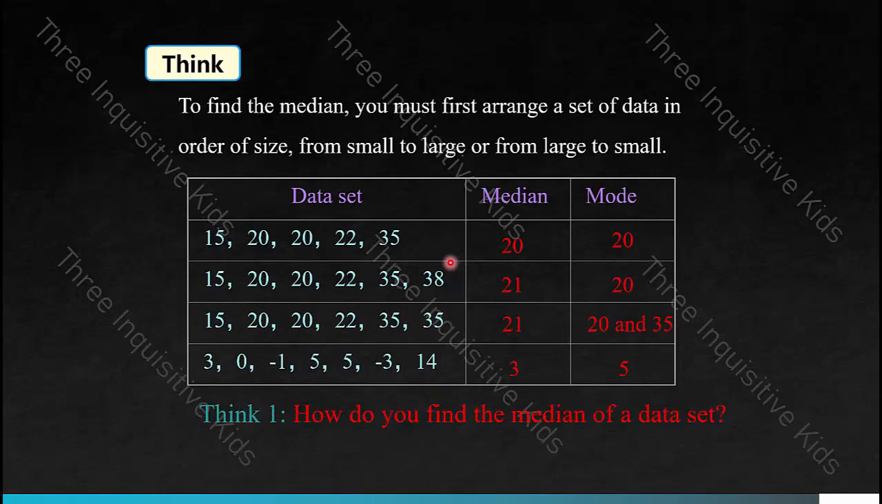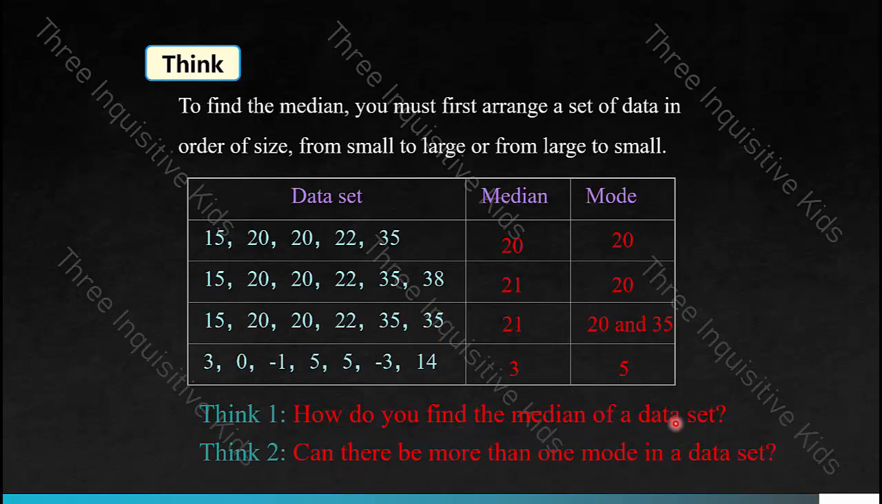How did you find the median of a data set? So reflect on that. How did you find it? And can there be more than one mode in a data set? So this proves that yes, there can be more than one mode because we have both 20 occurring 2 times and 35 occurring 2 times. So the answer to the second problem is yes, there can be more than one mode in a data set.